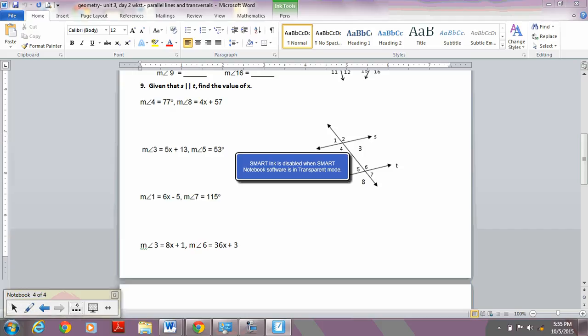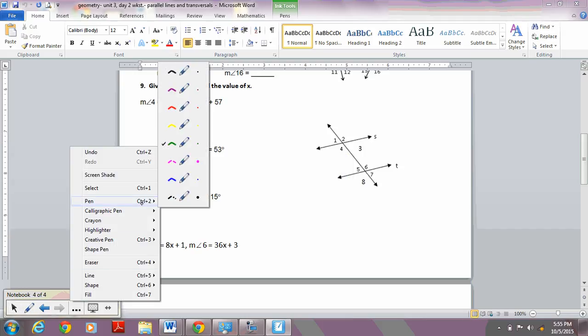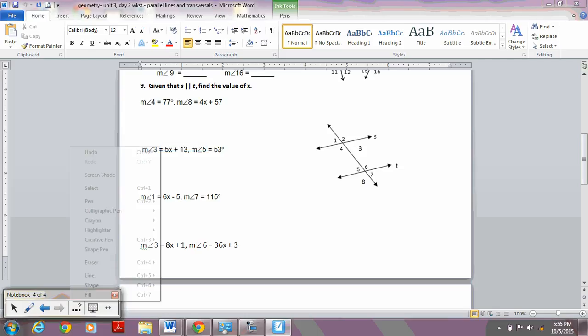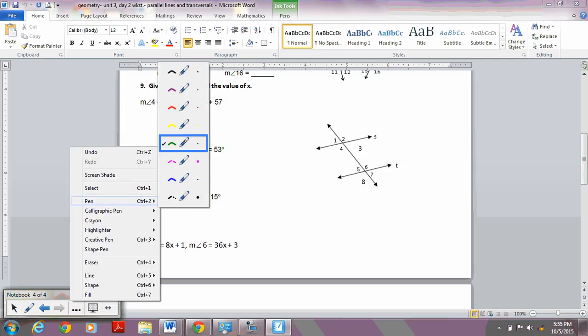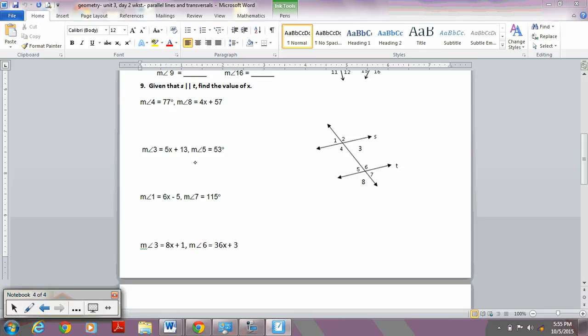Okay. On the second to last one, they tell us that angle 1 is 6x minus 5. Angle 7 is 115. Those two are alternate exterior, meaning they're congruent as well. So 6x minus 5 should equal 115.